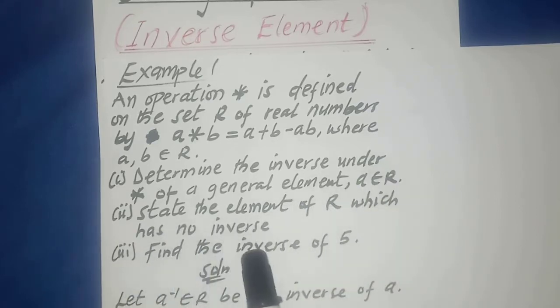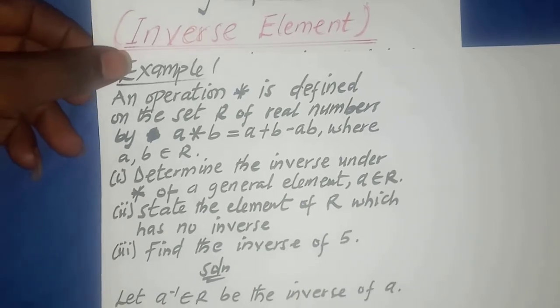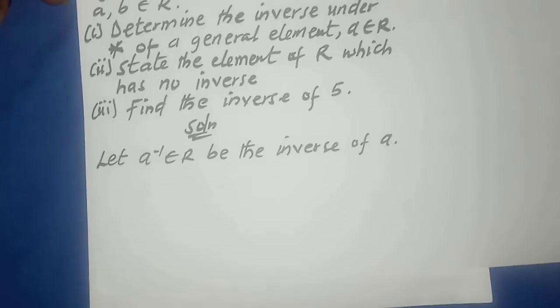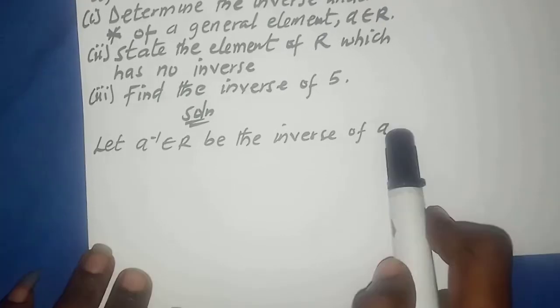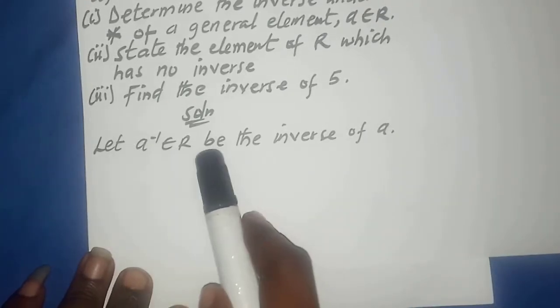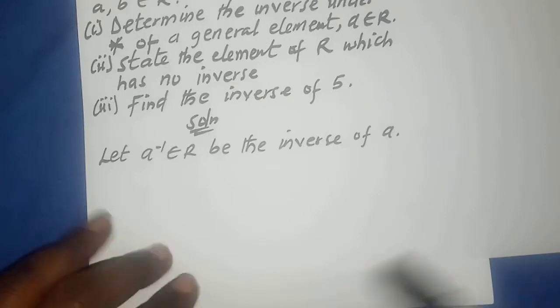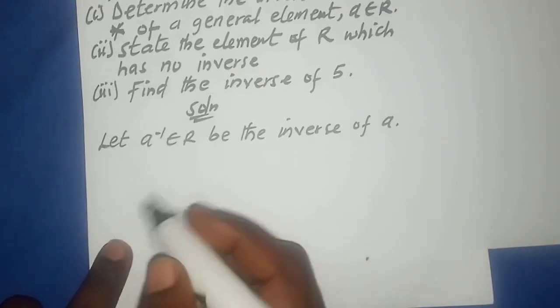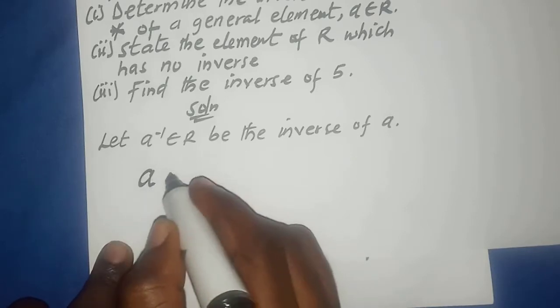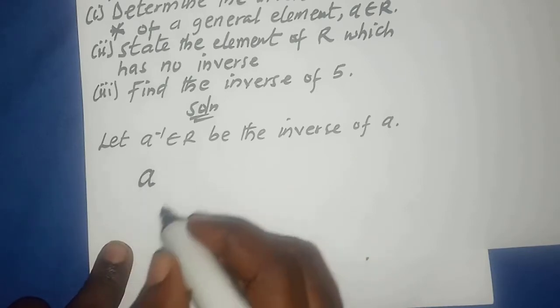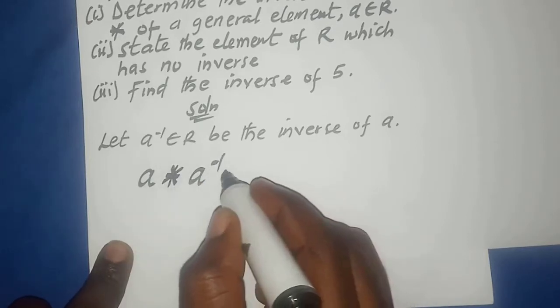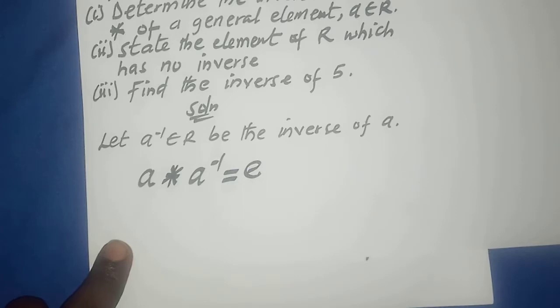Then find the inverse of 5. This is a simple question that we have to look at. So let's see how we answer this question. Let A inverse, which is a real number, be the inverse of A. Good. So now what we know is that if we operate the inverse of A on A, we should get the identity element.